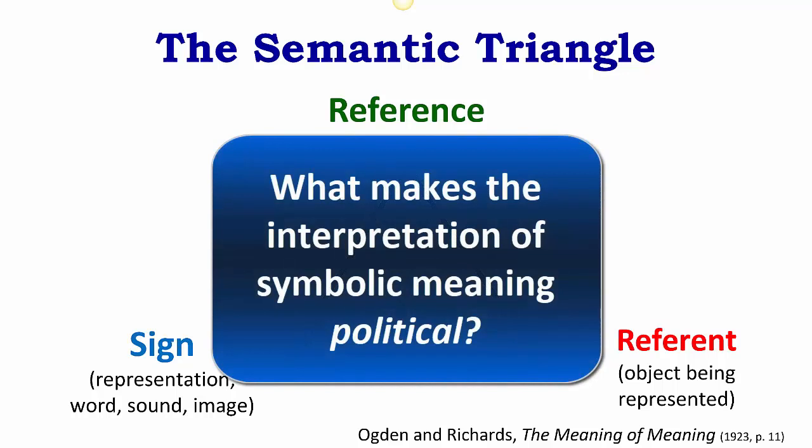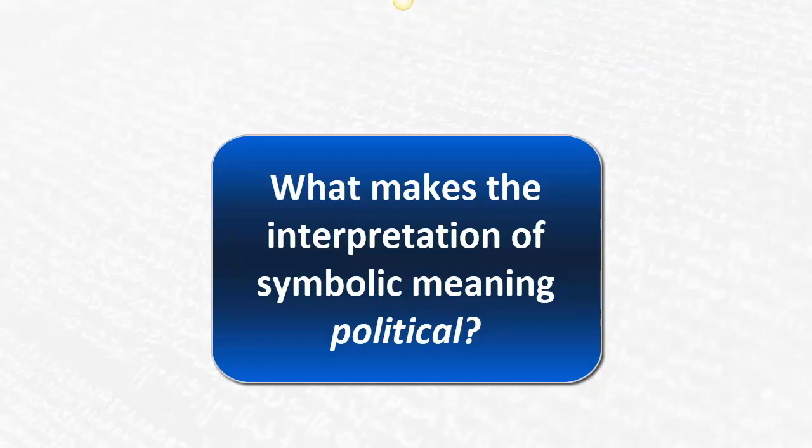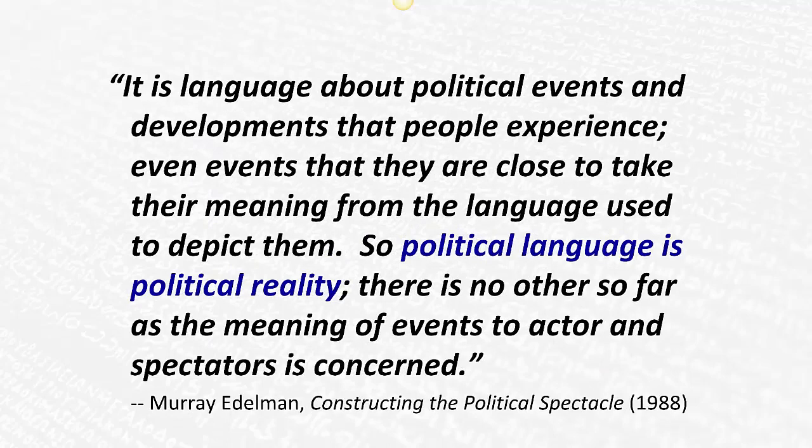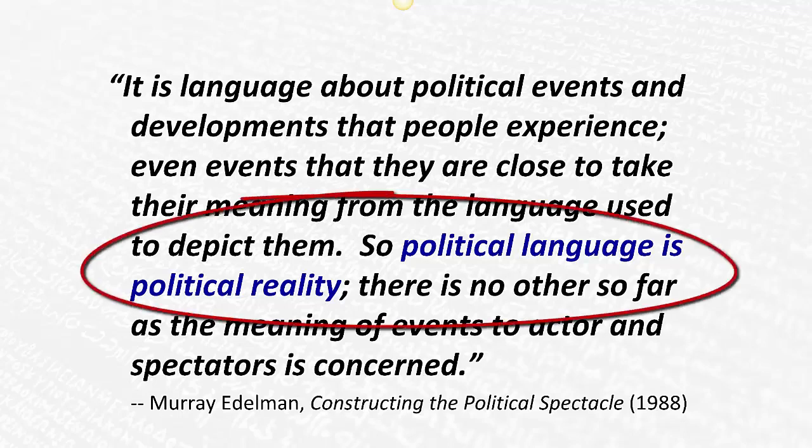But this, of course, leaves us with an important question. Why is it that the meanings of words, or indeed any symbols, have political importance? Murray Edelman wrote Constructing the Political Spectacle, and he said the following. "It is language about political events and developments that people experience. Even events that they are close to take their meaning from the language used to depict them. So political language is political reality. There is no other so far as the meaning of events to actor and spectators is concerned."